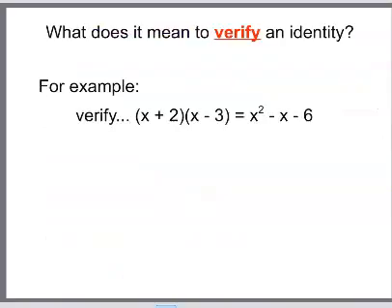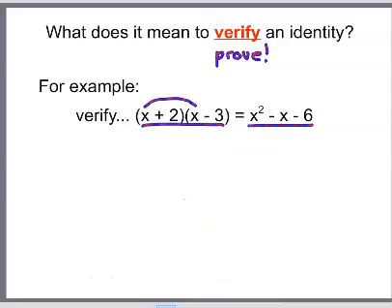Okay, so going back to verifying, what does it mean to verify? Verify is just another word for prove, okay? So if we're going to prove that the left side here is equal to the right side, I'm just going to work on one side, and I'm going to work on the left side.